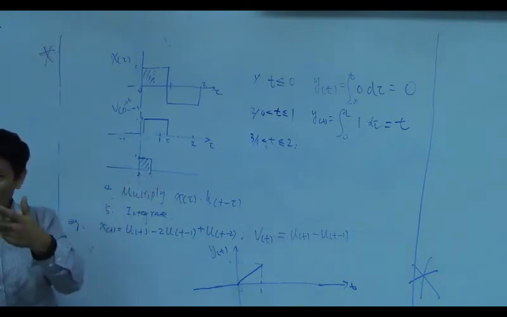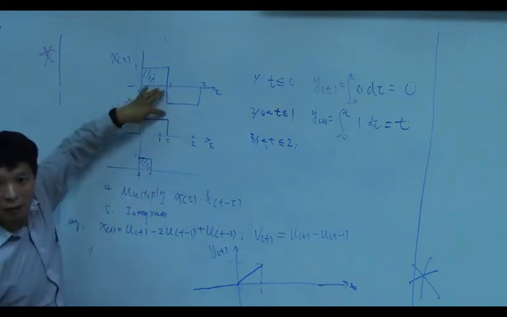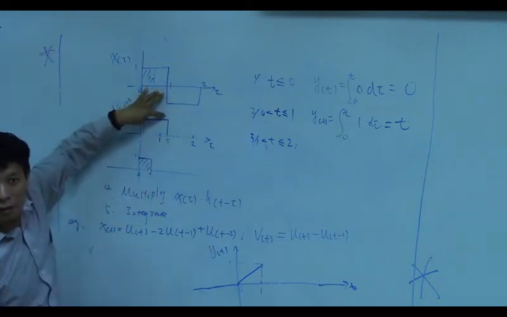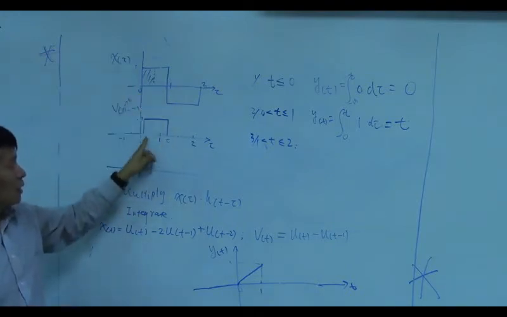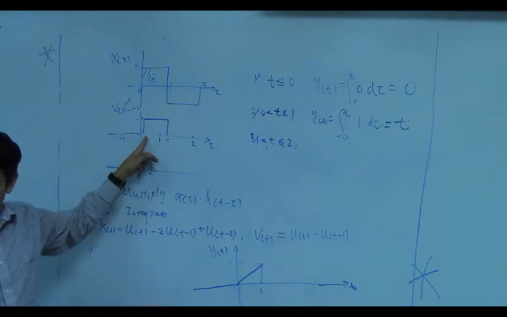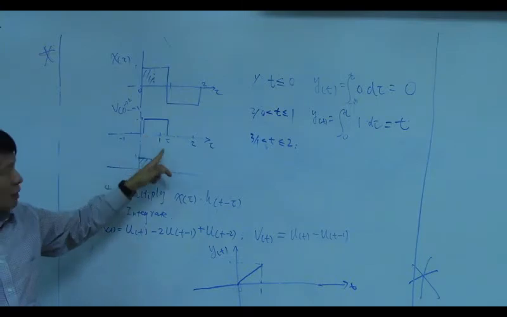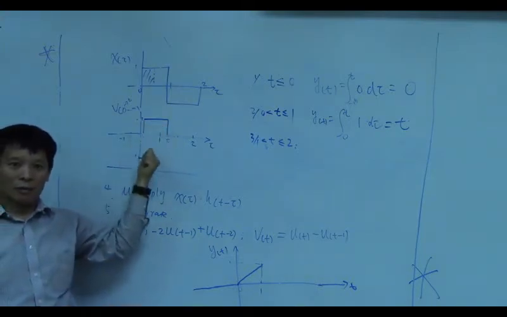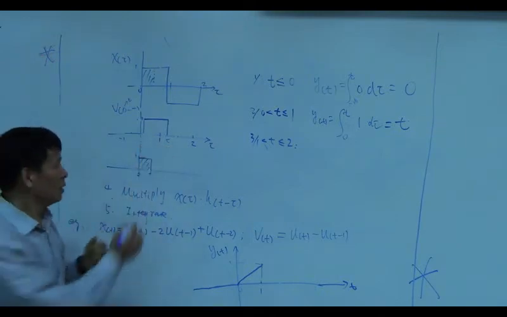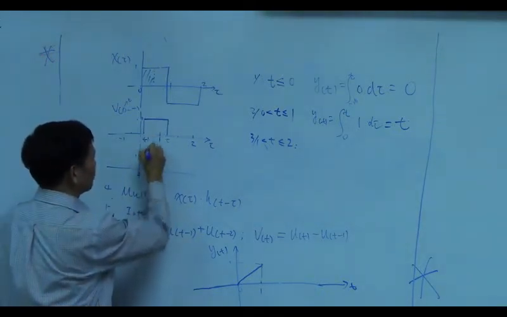T minus 1. Why? Because the width of this signal is 1. So this is t, then this part must be t minus 1. Yeah? Hello? This is 1, t. The width of this window is 1. So this is t, then this is t minus 1. Right? So here, this is t minus 1.